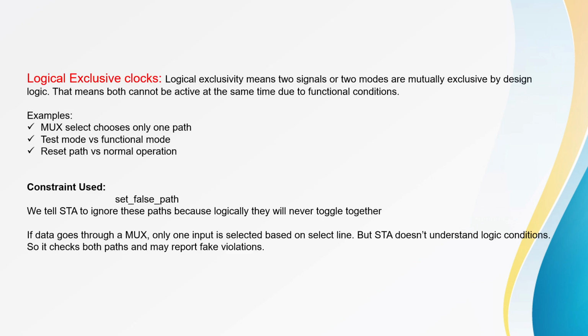Logical exclusive means paths are mutually exclusive only because of logic conditions like MUX selects. Only one path is functionally active, but physically both wires still exist in the design for the MUX. The STA tool does not understand logic conditions, so it checks both paths and may report fake violations. So we use set_false_path to tell the STA tool to ignore the unusable logical paths.